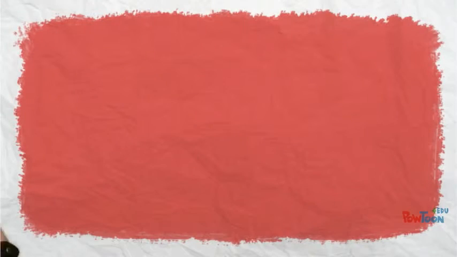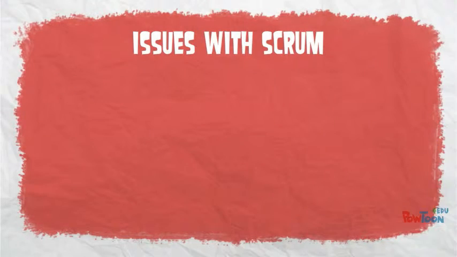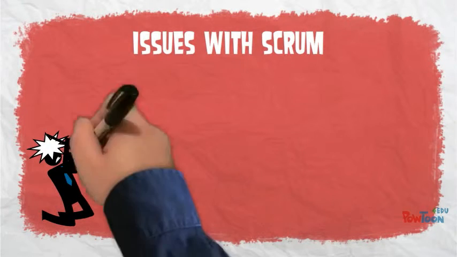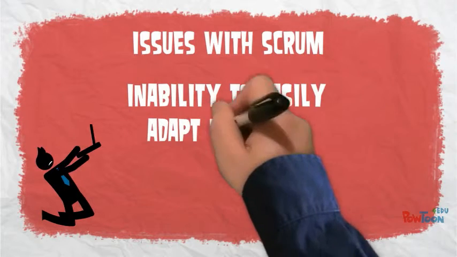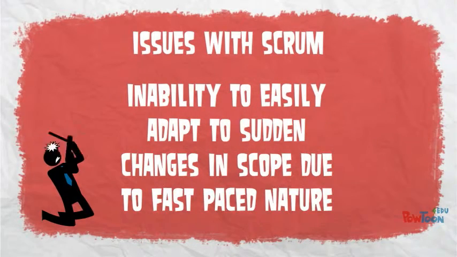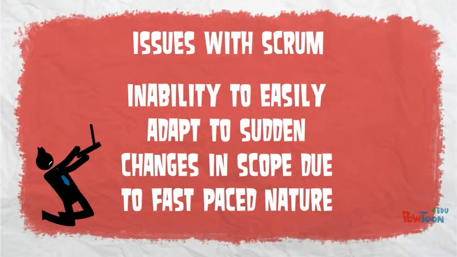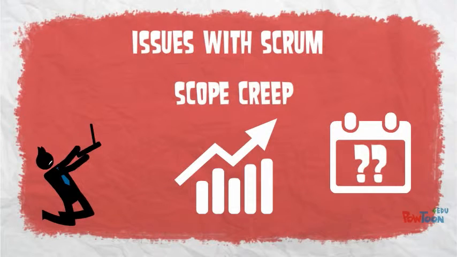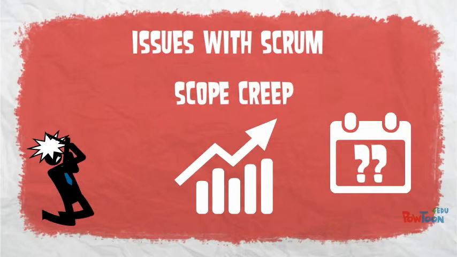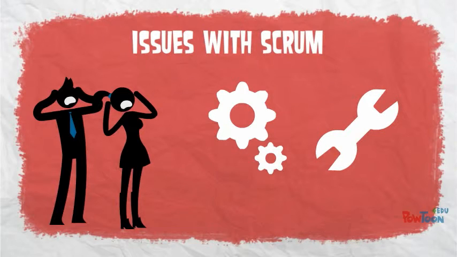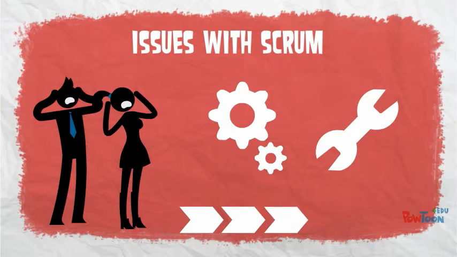While Scrum has many benefits to its development approach, there are also a few issues. An important issue regarding the Scrum process is its inability to easily adapt to sudden changes in the scope of the project due to its fast-paced nature. The project can also be vulnerable to scope creep when there is no hard end date, which may tempt stakeholders to demand new features and functionality during the course of the Scrum process.